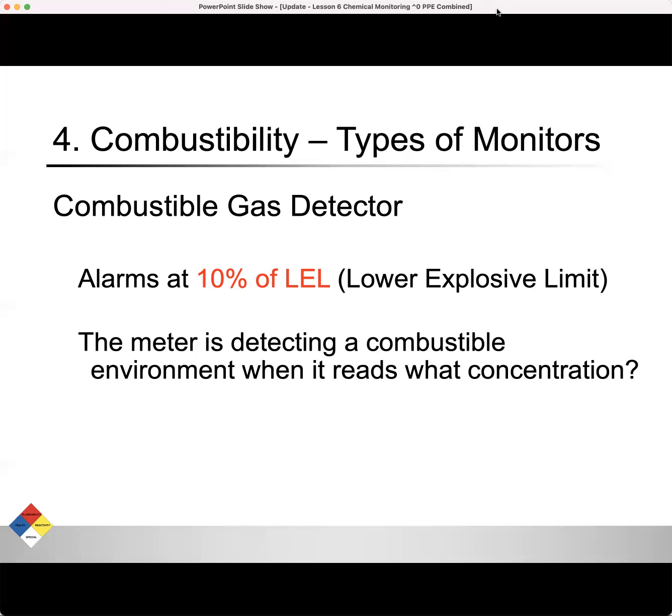So when the meter is detecting a combustible environment, what concentration does it read? So what will your monitor read if you are in a combustible atmosphere? 100%. Because remember, the LEL reading is the percent of LEL. So we have to get to 100% of the LEL in order to be in a flammable atmosphere.